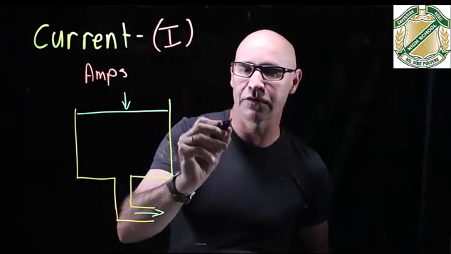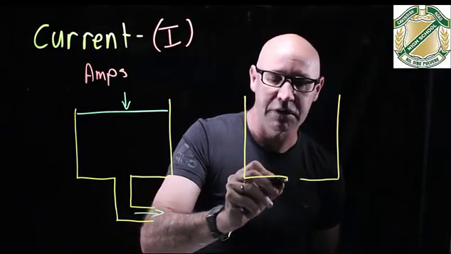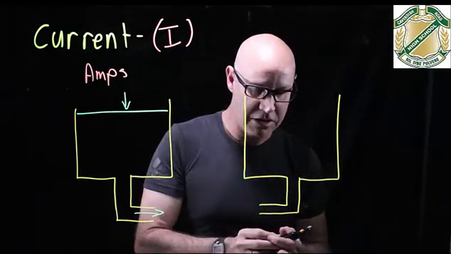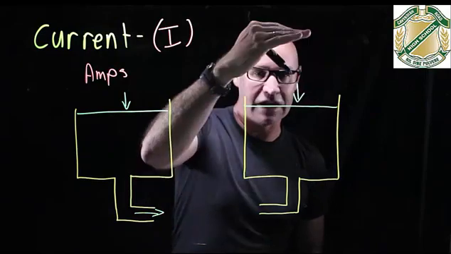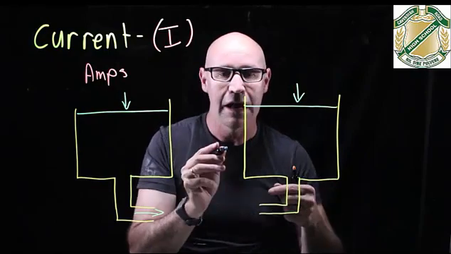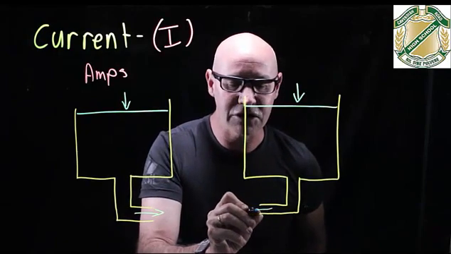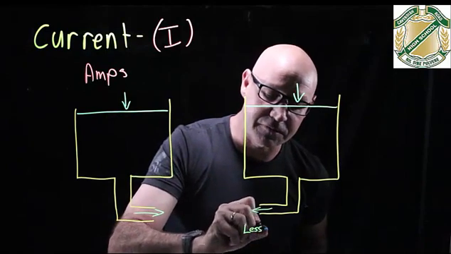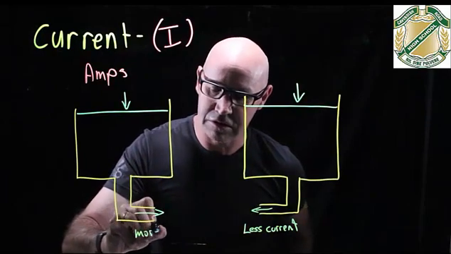Now, let's compare it to this situation where we've got exactly the same amount of water, but this time what's different is we've got a much narrower pipe. So we've got the same amount of water, the same amount of potential energy from gravity pushing down, trying to push that water through the pipe. But this time, because the pipe is so much narrower, we have a much smaller current. So less current is able to flow. Less current, more current.